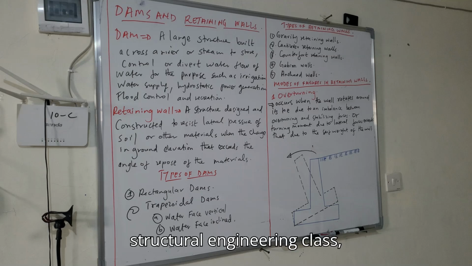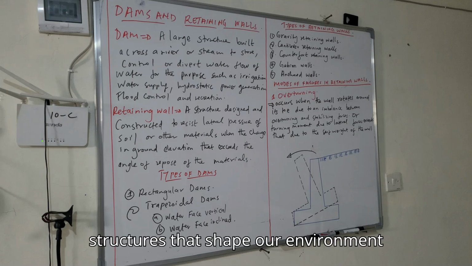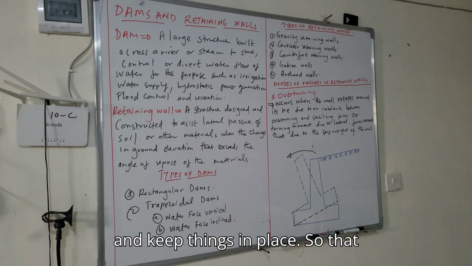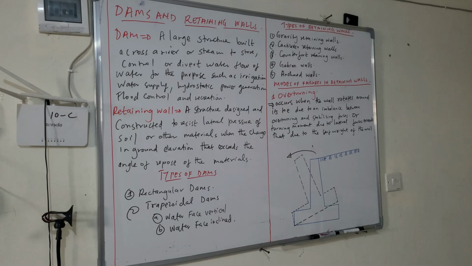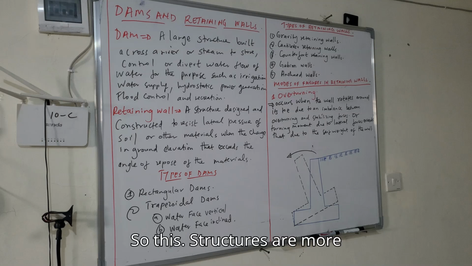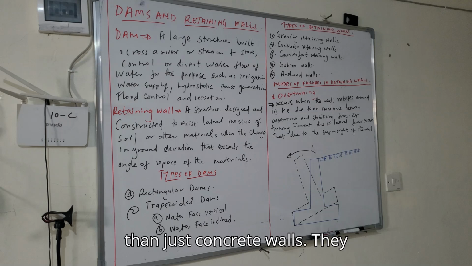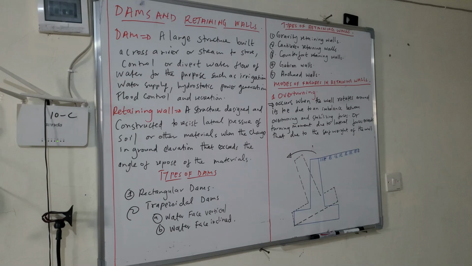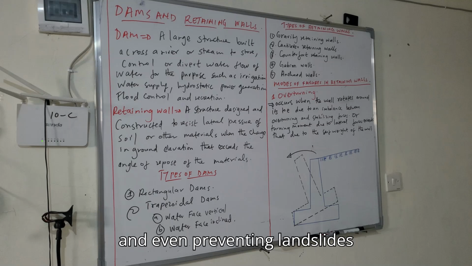Today's structural engineering class, we are focusing on two vital structures that shape our environment and keep things in place. So that is dams and retaining walls. So I'm going to talk about dams and retaining walls. These structures are more than just concrete walls. They are crucial in water storage, flood control, soil retention, and even preventing landslides in hilly terrain.